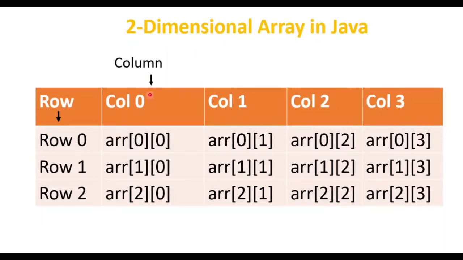If you are reading value column wise, then what you have to do? You have to keep column fixed, and what you have to change? You have to change row number. But generally what we do, we read element row wise. So we have to keep row fixed, and what we have to change? We have to change columns. So therefore, I am writing nested for loop.